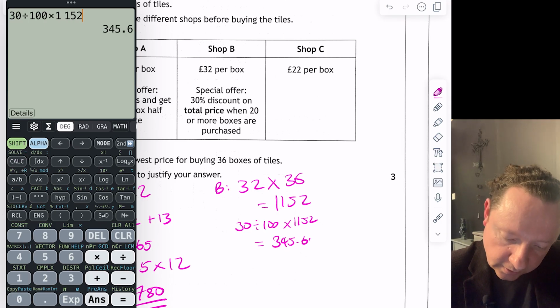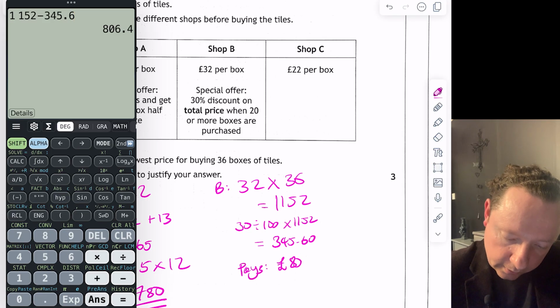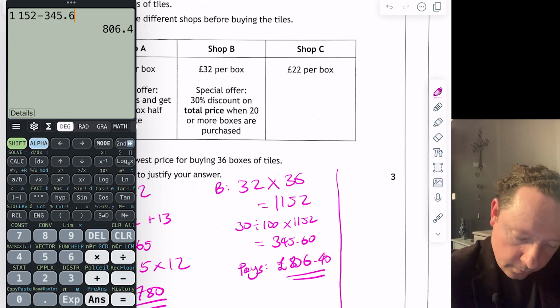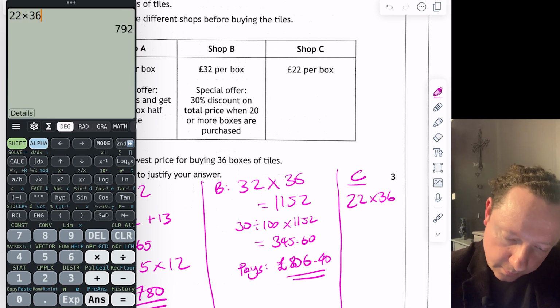345.60, that's his discount. So it's 1152 minus 345.60, so he pays 806.40. So there's that deal, there's that deal, and then we've got a C, and for deal C it's just £22 a box, standard price, so that's an easy one, 22 times 36 boxes. That's 792.